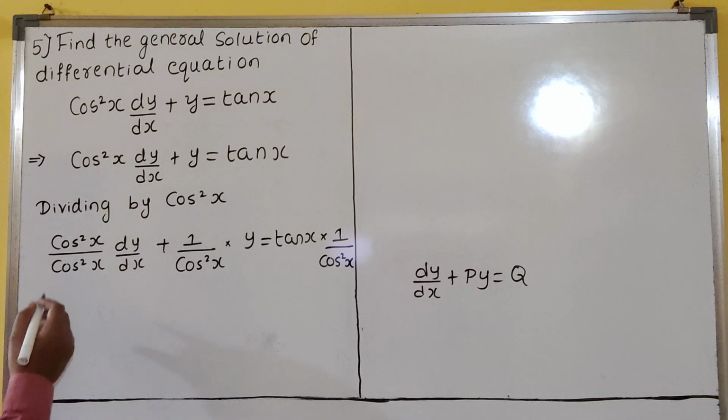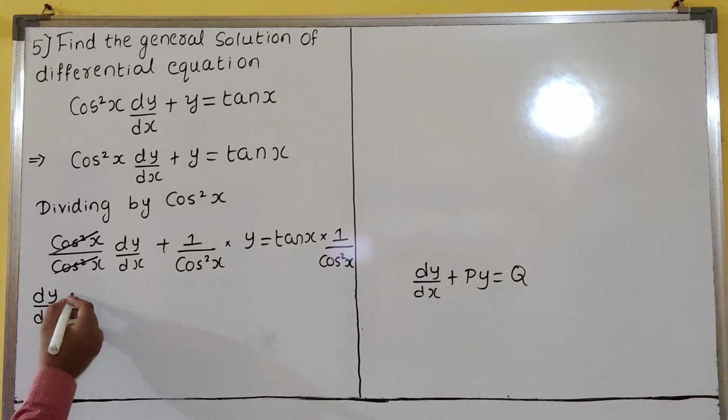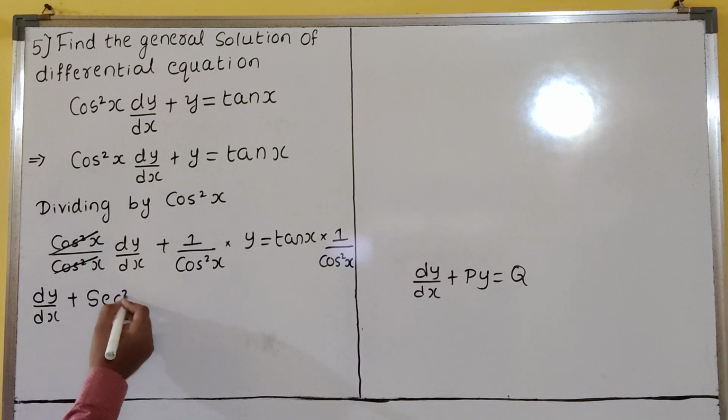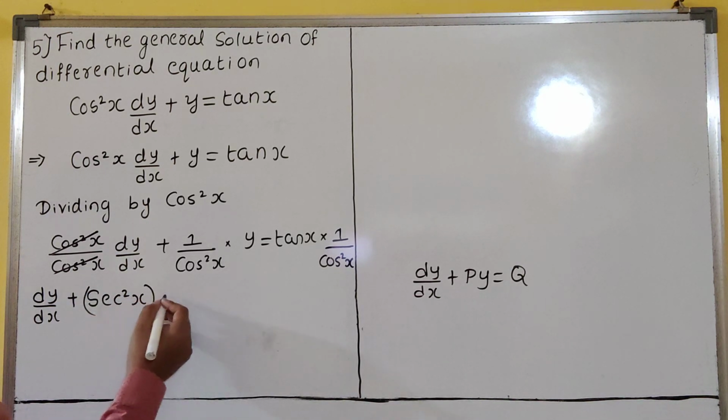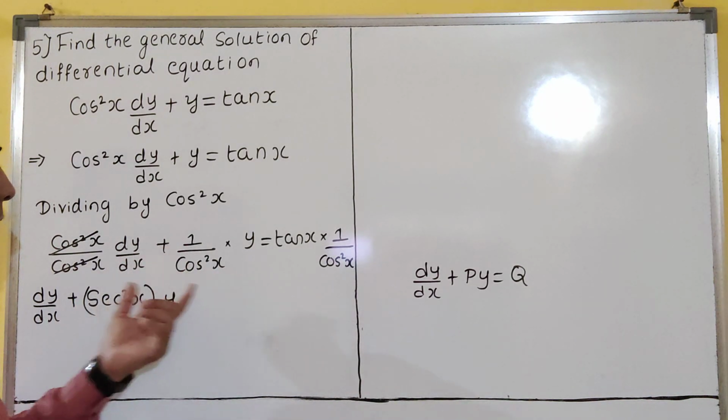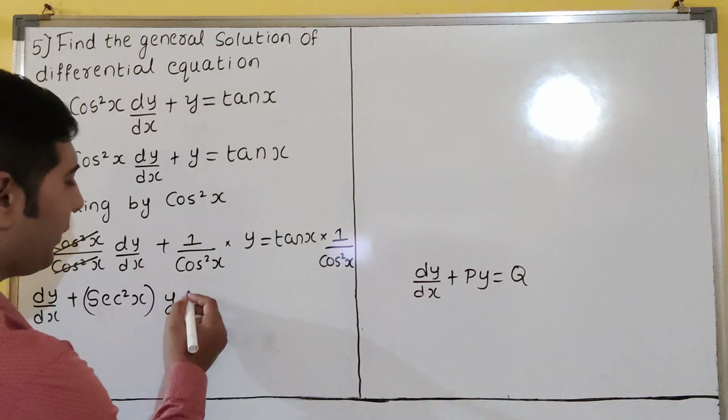So now what will happen, you see? Cos square gets cancelled. dy by dx we got. So plus 1 by cos square is what? Sec square x. Everyone knows? We have been studying it since childhood. So all the children know it; you have been learning it since you were small. 1 by cos square is sec square x, dear students.